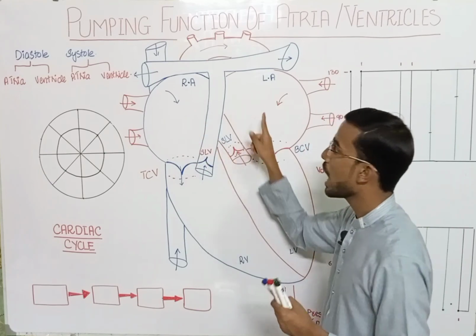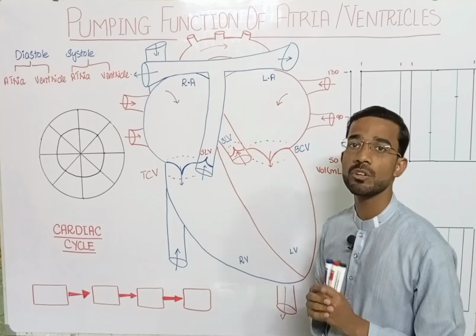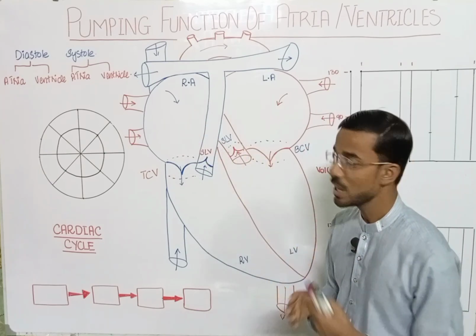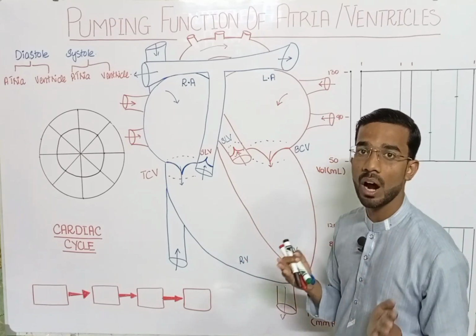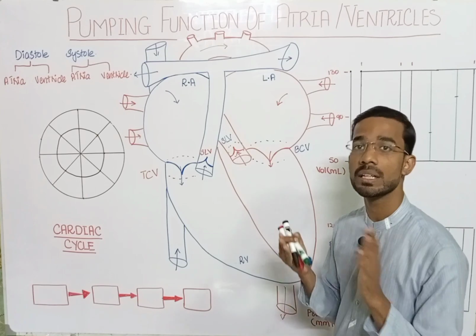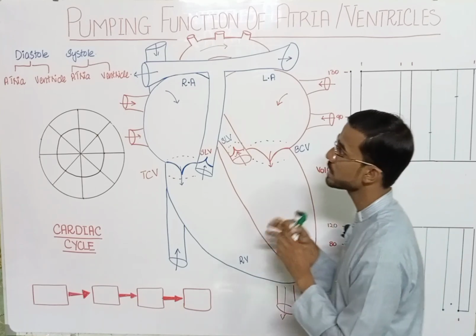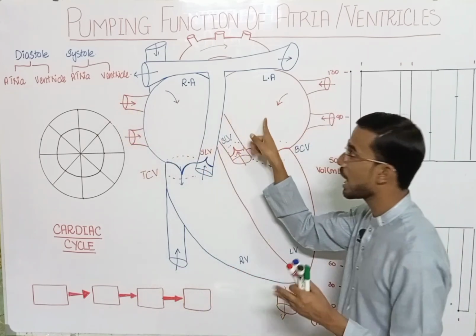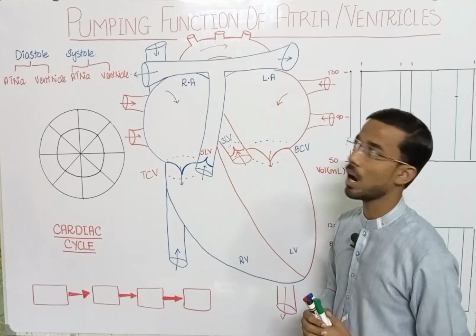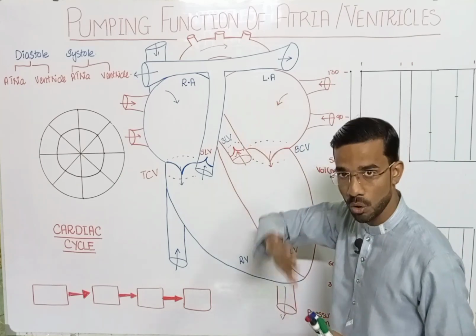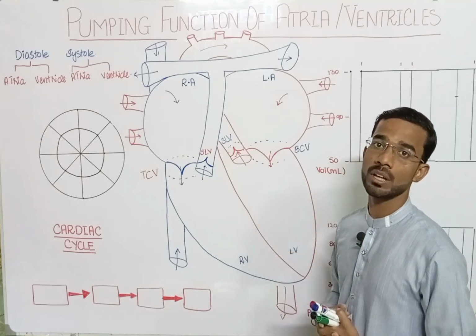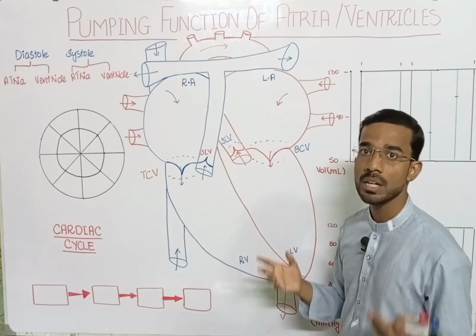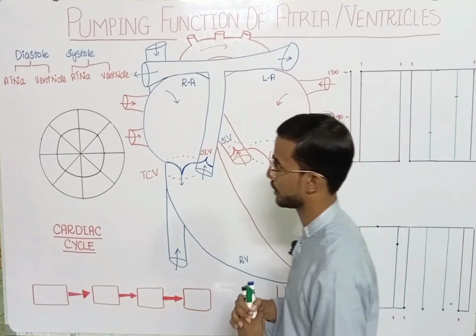If the atria are in a relaxed state, then we call it atrial diastole. When the ventricles are in a relaxed state, then we call it ventricular diastole. So this is the case. Now when the atria are in a contracted state, we call it atrial systole, and when the ventricles are in a contracted state, we call it ventricular systole. So this is basically the difference.